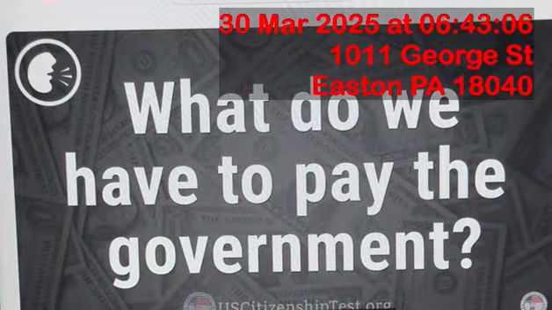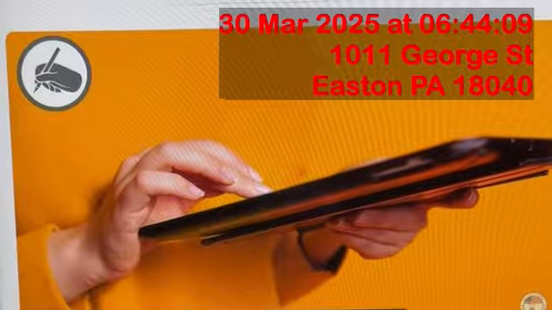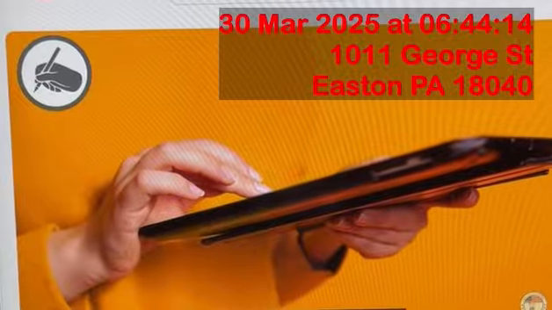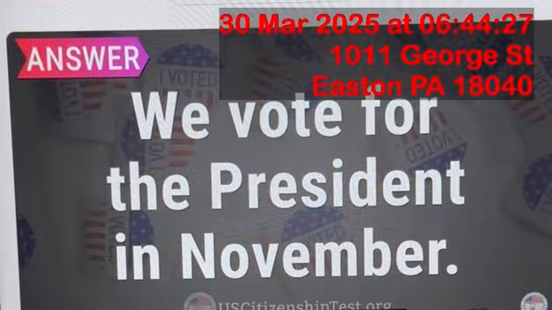When do we vote for the president? We vote for the president in November.